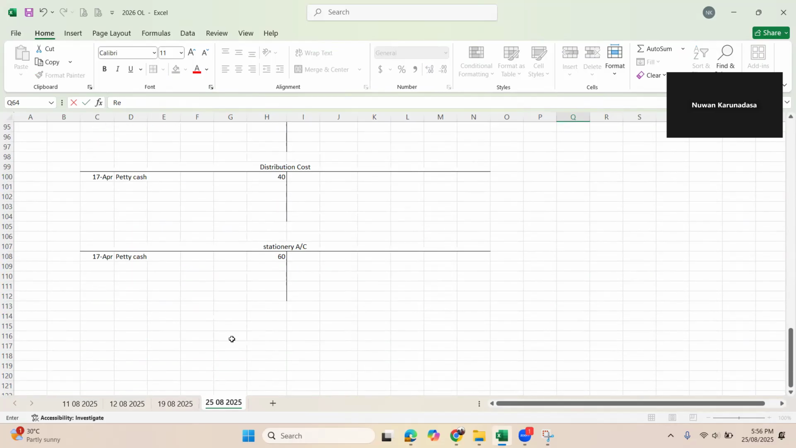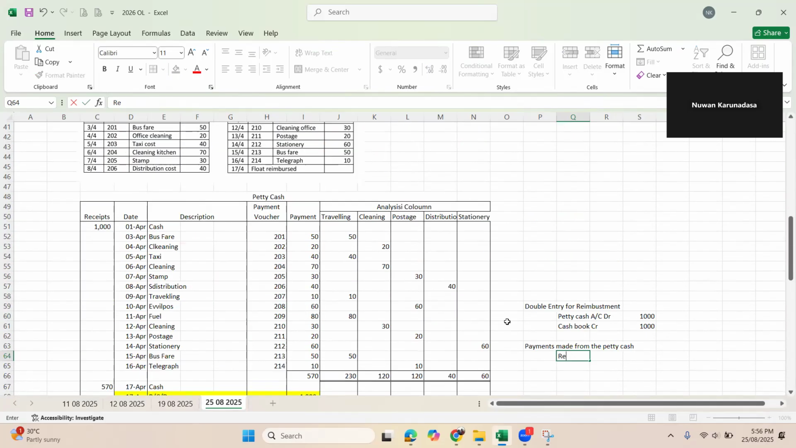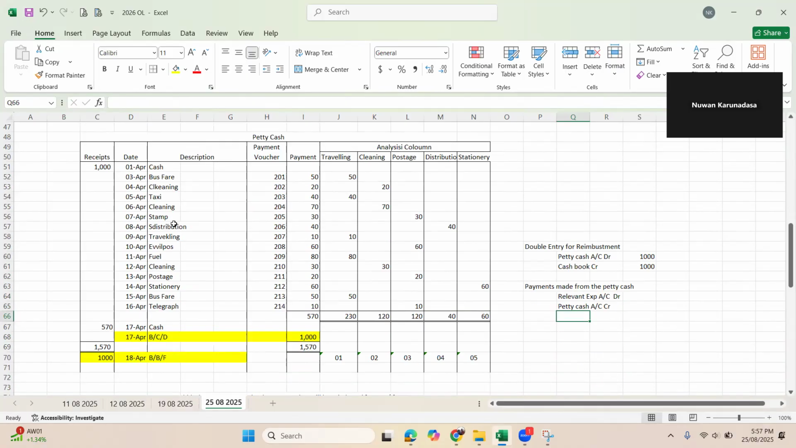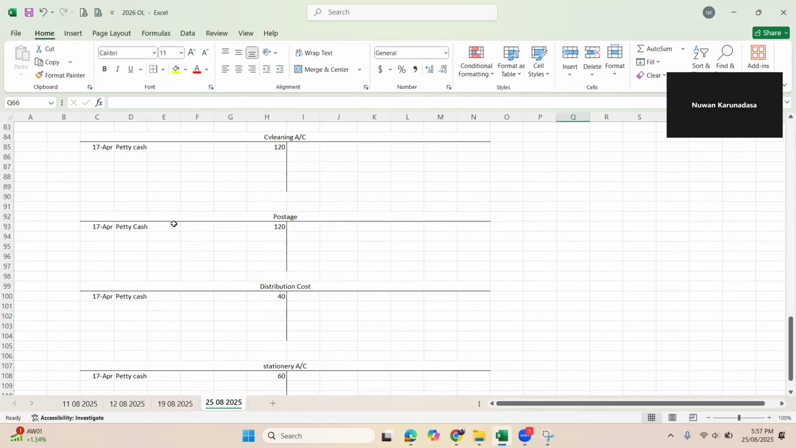You can see here we have done debit to the relevant expense account. Maybe traveling, maybe cleaning, maybe postage, maybe distribution, maybe stationery. Petty cash account credit. So you must remember the double entry. By now, I think you understood.